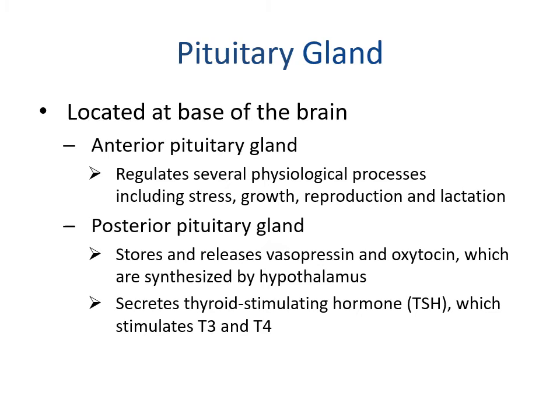We also have the pituitary gland, so this is located at the base of the brain. So we have the anterior pituitary gland, and this regulates several physiological processes including stress, growth, reproduction, and lactation. And the posterior pituitary gland stores and releases vasopressin and oxytocin, which are synthesized by the hypothalamus. This also secretes the thyroid stimulating hormone, which is what actually stimulates the production of T3 and T4. So the pituitary gland obviously isn't the thyroid, but it does play a direct role in the thyroid's function.